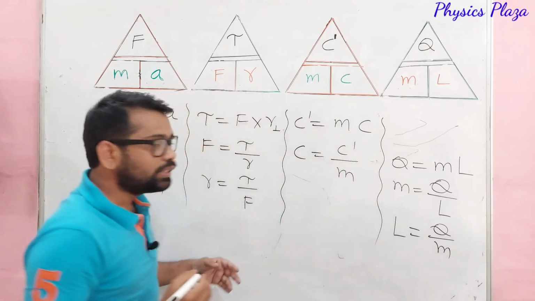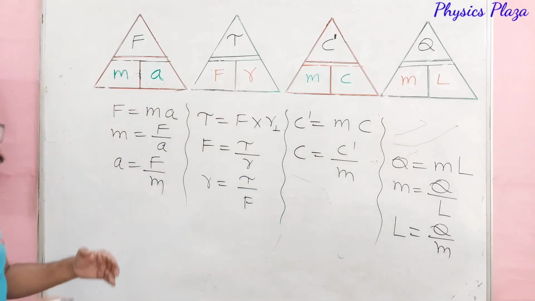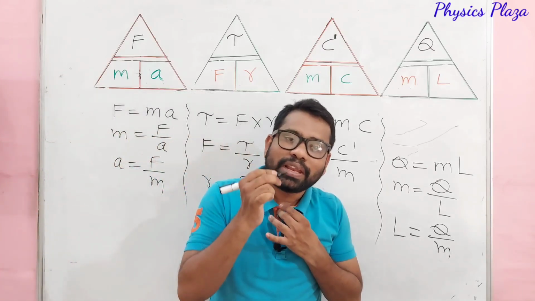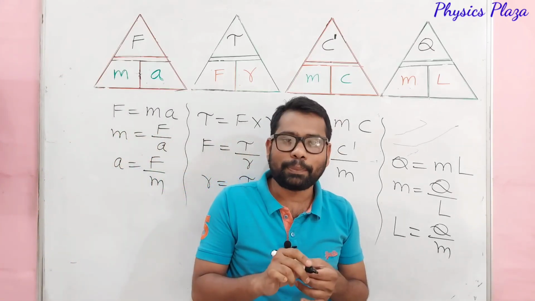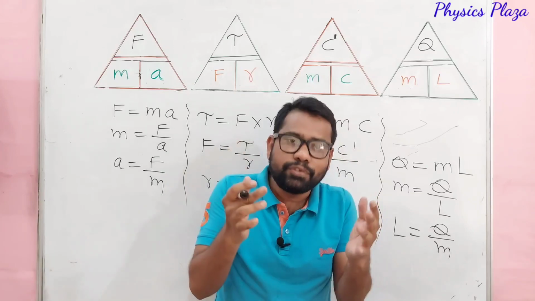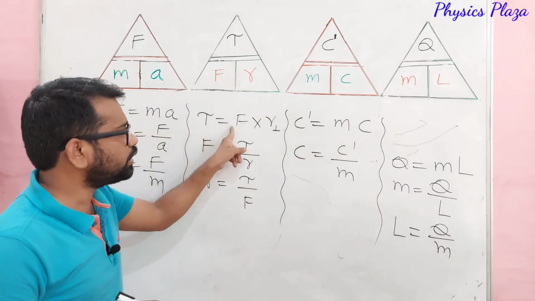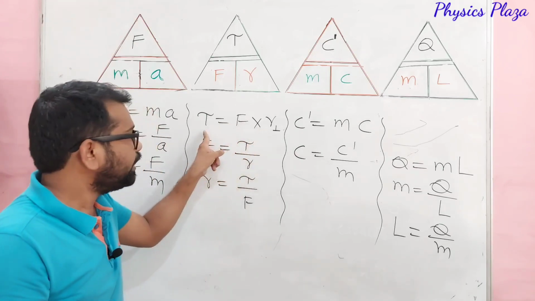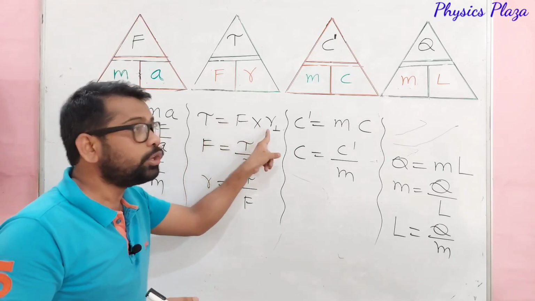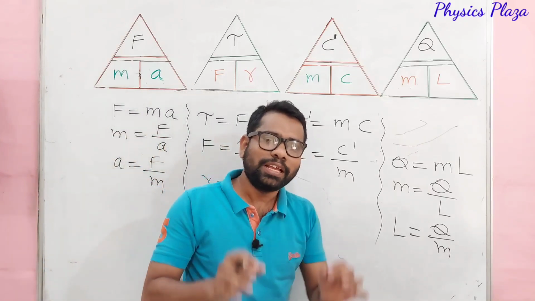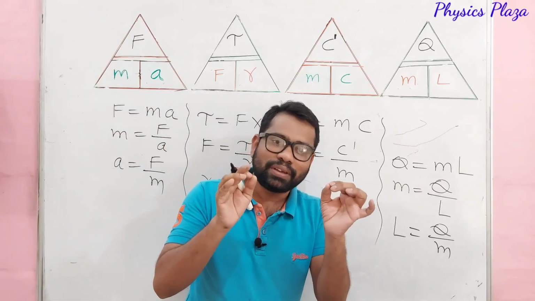So dear children, these are the total formulas which we can have an idea about without confusion. This is very important. During the exam, sometimes we may get confused. Due to that, instead of taking tau is equal to F into R, some students may take F is equal to tau into R. To overcome that confusion, this magic triangle is very helpful.